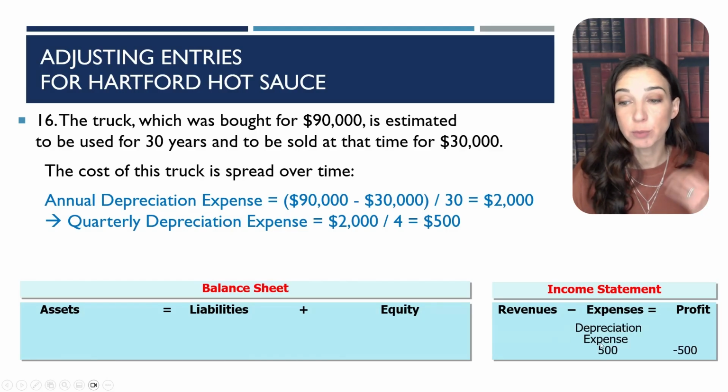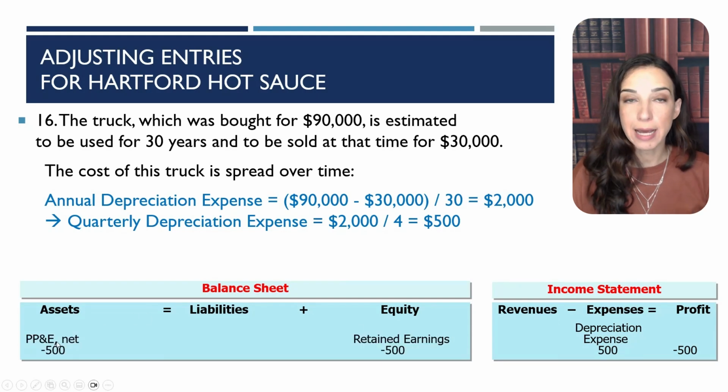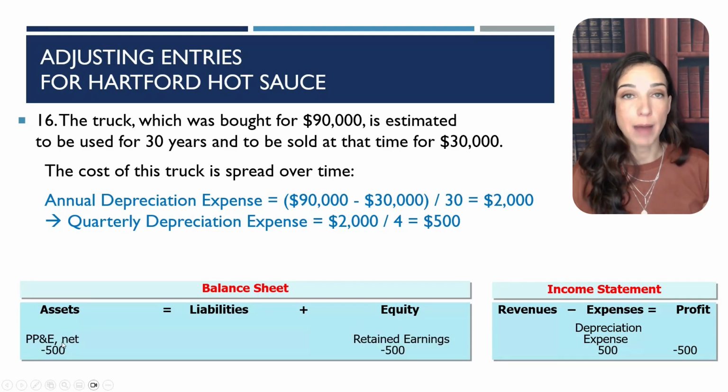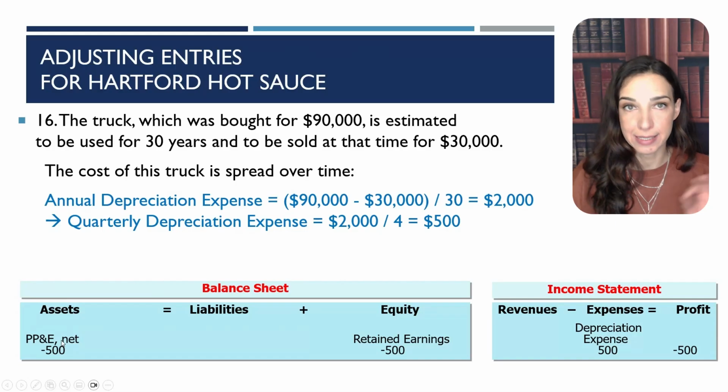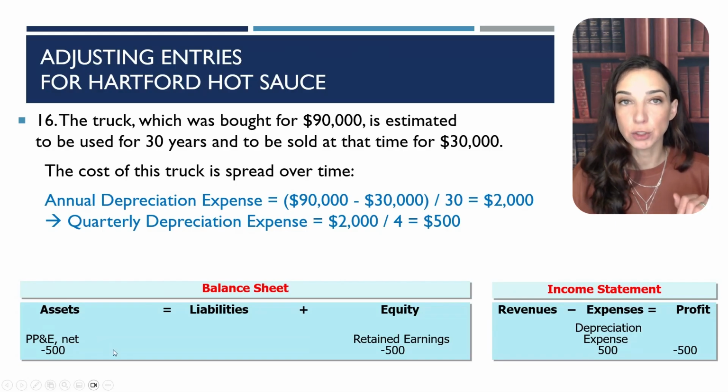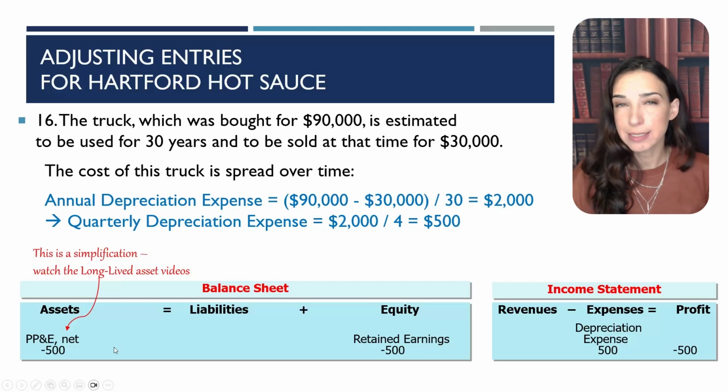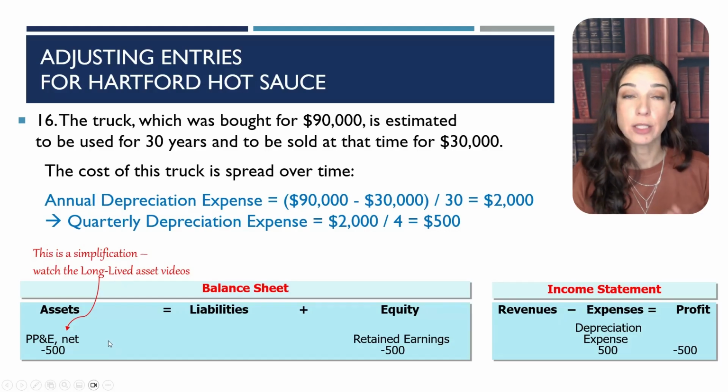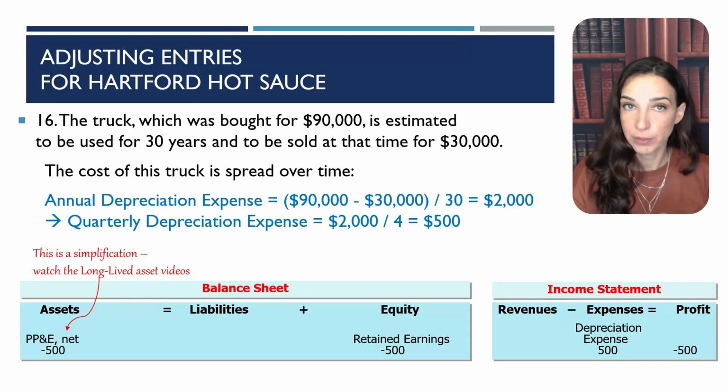So we have here depreciation expense that reduces our profits. Correspondingly, that reduces our retained earnings. And on the asset side, for now, I'm going to say that that reduces the asset itself. So here I have a reduction to net PP&E of $500. I will mention that this is a simplification, and in the long-lived asset videos, I will talk about the specific details of how that's recorded.